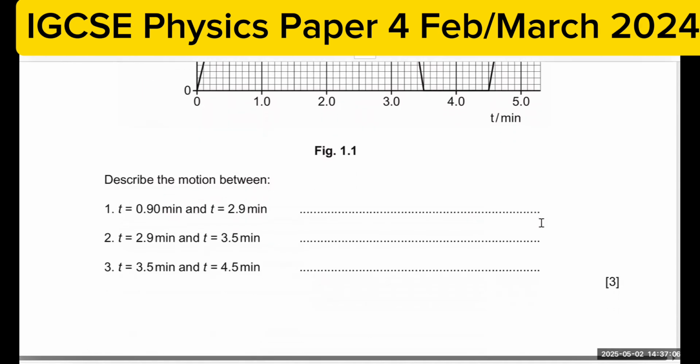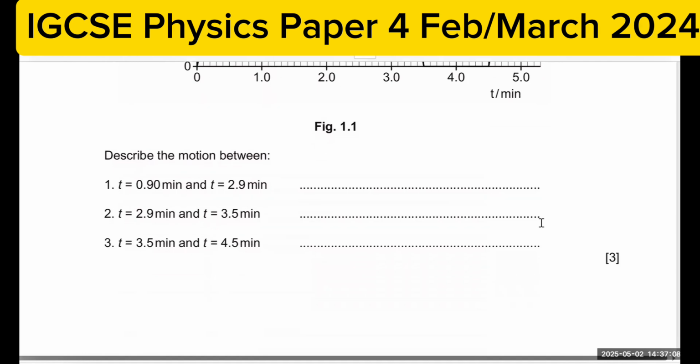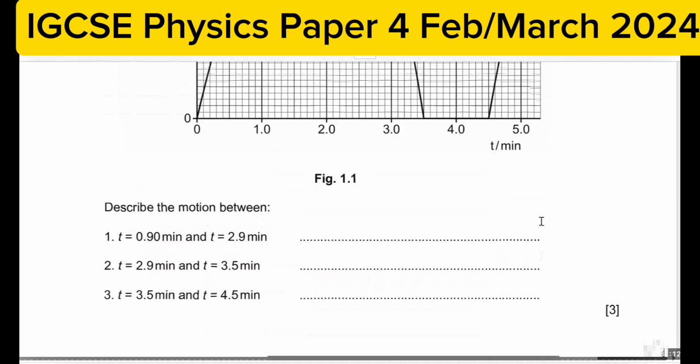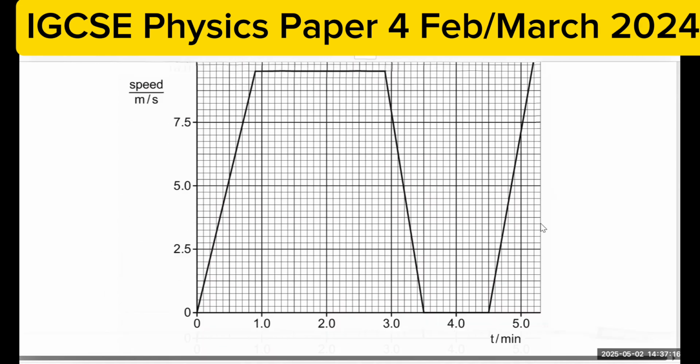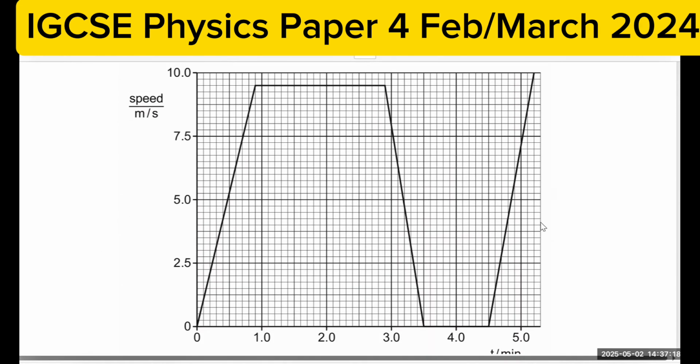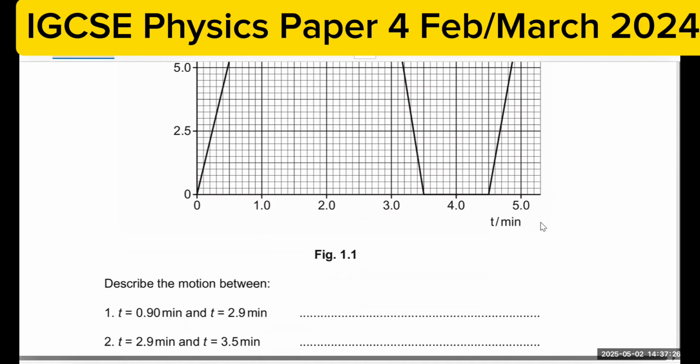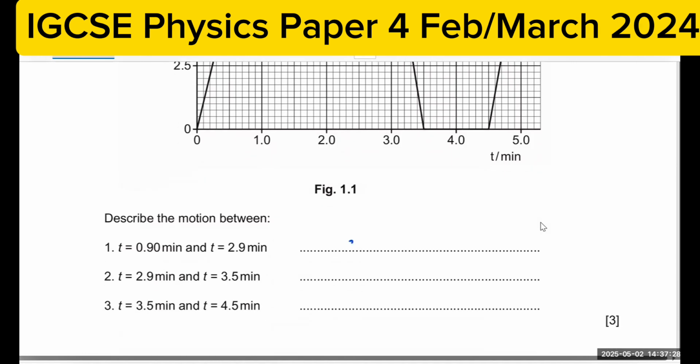Describe the motion between 0.9 to 2.9. So you can see from here 0.9 to 2.9, between this part the speed is constant. Very easy. So you will write constant speed.